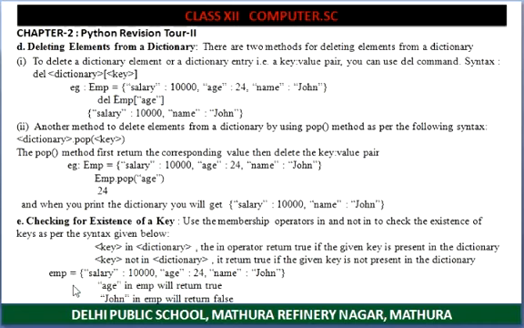EMP is a dictionary with the key value pairs salary 10,000, age 24, name John. Age in EMP will return true because the age key exists in the dictionary. John in EMP will return false because John is a value, not a key.